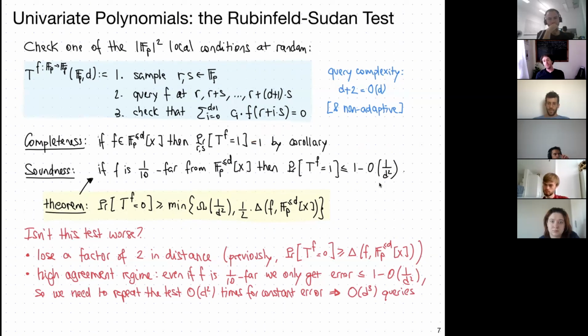Of course, this is not a real problem because we can just repeat this test and run it 100 times. And if it's accepted every time, then we know it's good. But it does mean that if we want to boost this error from 1 minus 1 over d squared into your favorite number, 2/3 or 90% or whatever, we need to repeat this test d squared times, which means that the query complexity is O of d cubed. So we designed a new test, which is far more cumbersome and more technically involved.